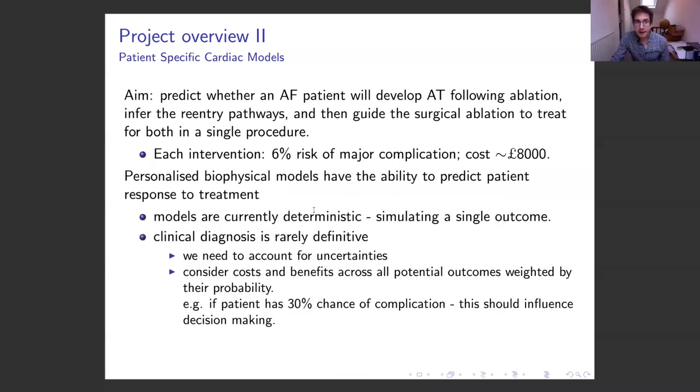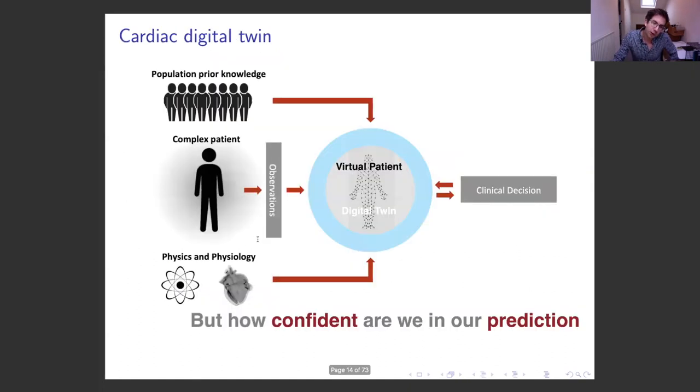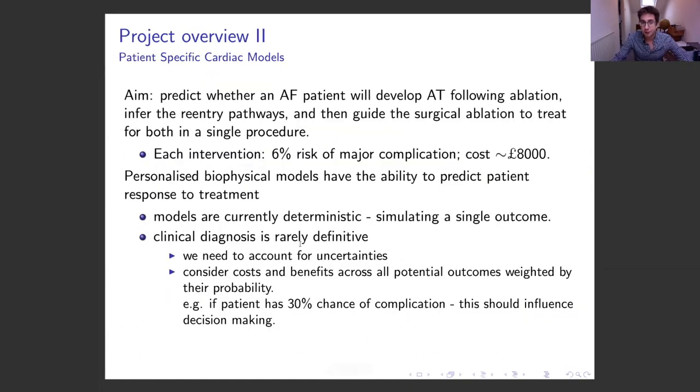And the way we're going to do this is via personalized biophysical models, so computer simulations of individual patients' hearts. These are the kind of things that mathematical modelers build, people like Richard Clayton and Steve Niederer, and they're based on partial differential equations that describe how electrical waves move. Now, at the moment, all these models tend to be deterministic, but they all rely upon knowing a large amount about each individual patient.